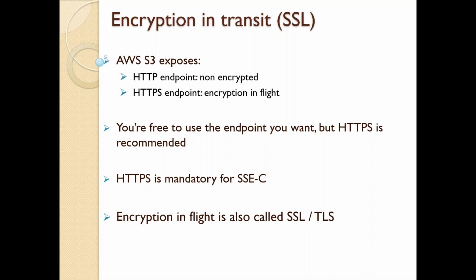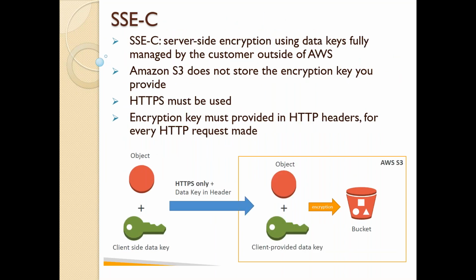As we talked about encryption in transit, AWS exposes two endpoints. One is the unencrypted or insecure endpoint, HTTP. Then another one is the secure endpoint, HTTPS. You are free to use any endpoint, but it's always recommended to use the secure one so that nobody hacks your data in between. HTTPS is mandatory for this because you are passing the key. When you are passing the key, if you don't make it secure, then there is a chance that somebody can hack and take your data out.